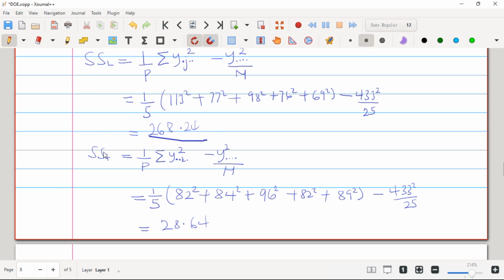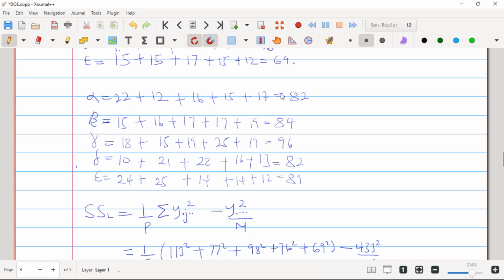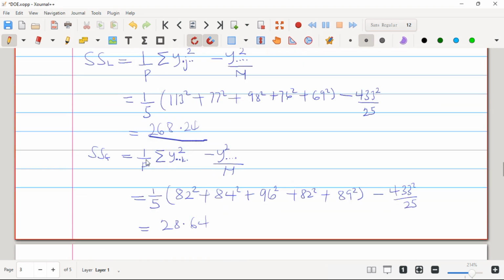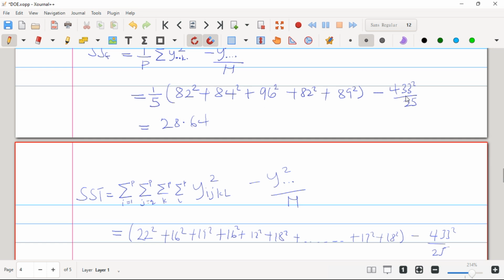Let's do the same for the sum of squares for the Greek letters. Here it will be 1 over p, summation of y dot dot dot k, all squared, minus y dot dot dot dot dot, all squared, divided by N. Here too it will be 1 over 5, since p is the dimension of the matrix, and then the summation of the individual Greek letter totals, all squared. When you take alpha, the summation was 82. Then 84, then 19, then 82, and then 89. We take these, put them inside and square, minus the same thing we had. Once you punch all of this on the calculator, you are going to get 28.64 for the SSG for the Latin square design.